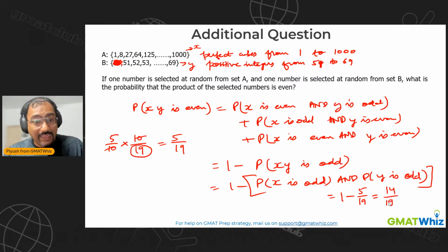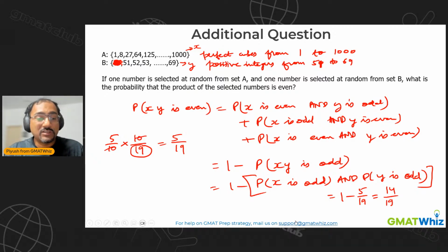Okay. So again, this is the answer with 50 not being there. The second set is starting from 51 to 69. If the second set started from 50, the answer would have been 3 by 4. You can use logical reasoning, or you can use the same method here and do the math. You'll get the answer as 3 by 4. But in this case, the answer is 14 by 19. But the reason I gave you this question is not for the answer. Let's not worry about the answer.